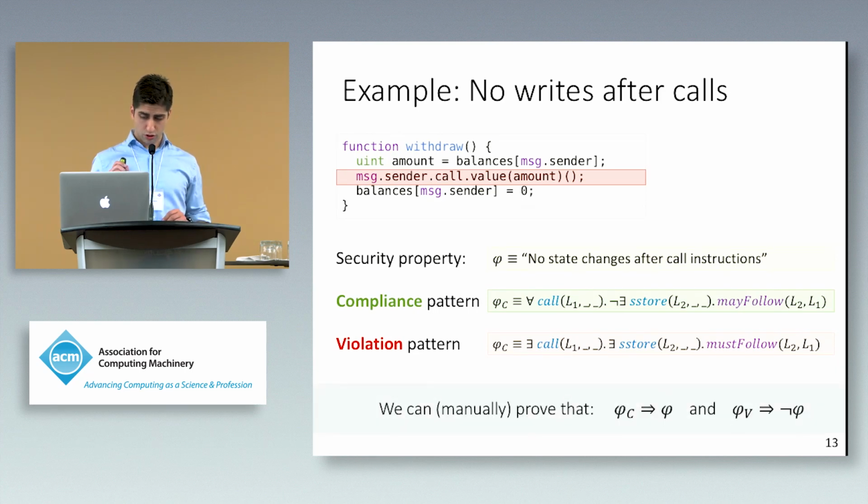So what we can then do is manually prove that a match of the compliance pattern would give you a satisfaction of the original security property. And you can also prove the same for the violation: that if you match the violation pattern, this implies the negation of the security property that we care about.